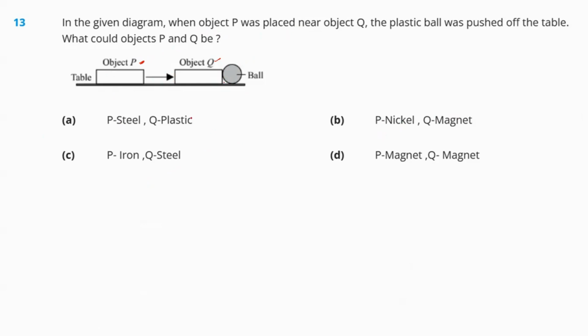So everybody, if I assume that this is a magnet, we know a rule that the same poles would be repelling each other. So let's say if this is north and this is north, as a result, they would be going away, they would be repelling. As a result, this ball would be pushed away from the table. So the objects would be magnet and magnet over here.